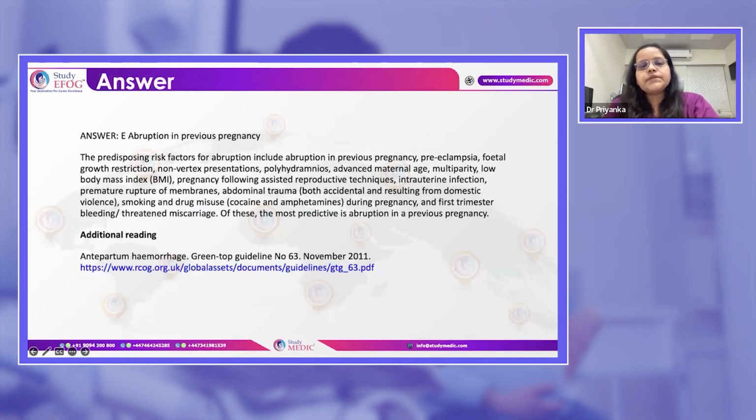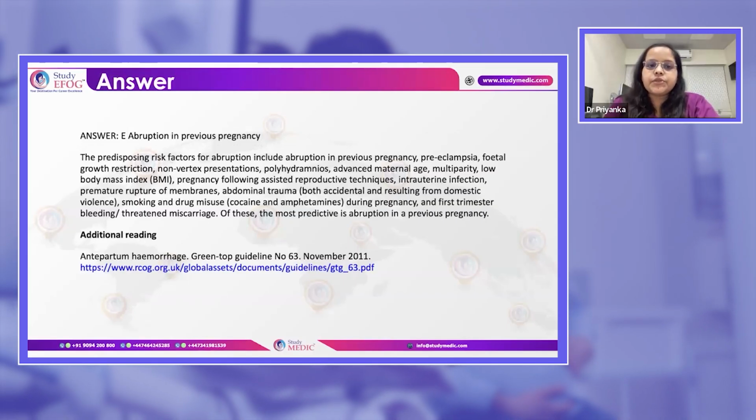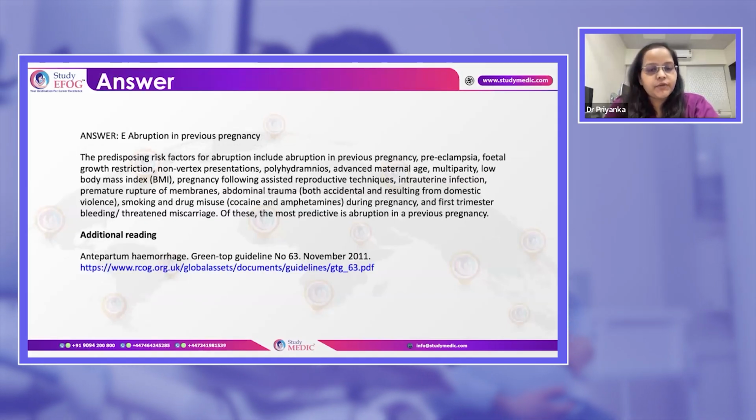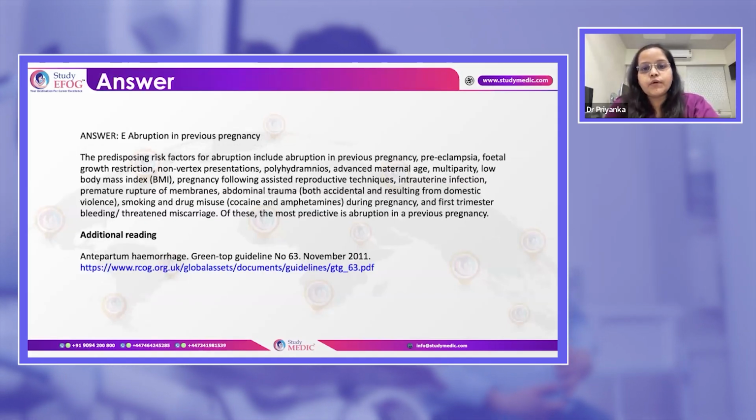Abruption is when there is premature separation of a normally situated placenta. Meaning that we should rule out placenta previa if there is a case of APH, and other local cervical causes.